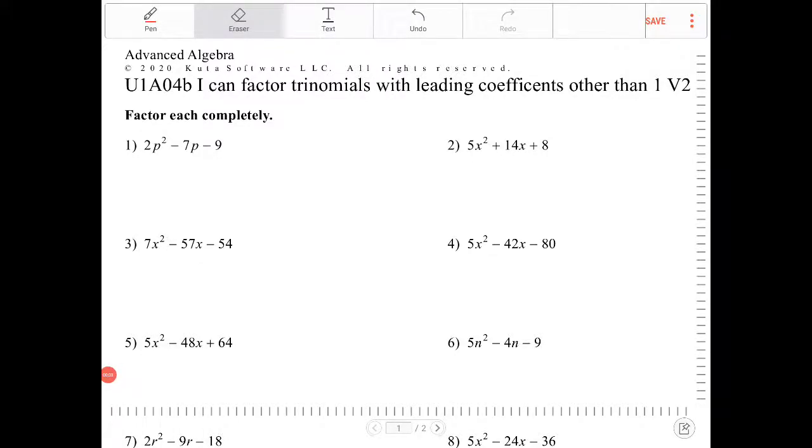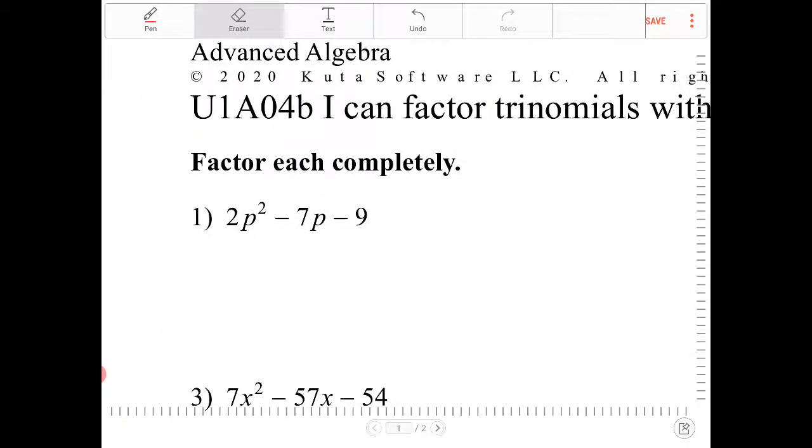By the end of the lesson, you should be able to say, I can factor trinomials with leading coefficients other than 1. In this video, I am going to go over exercise U1A04b in the attempt to factor trinomials of this form here. So I want to show you a technique. Right now this trinomial does not appear to have any GCF.